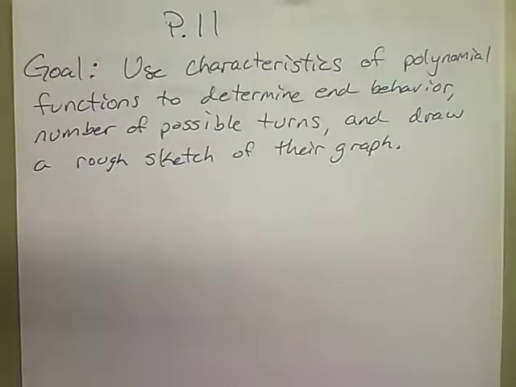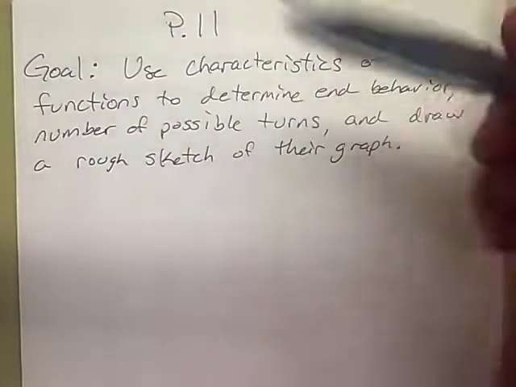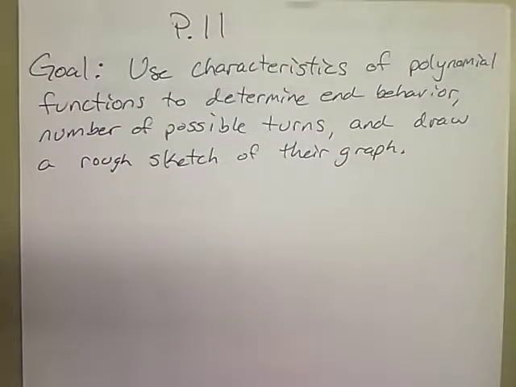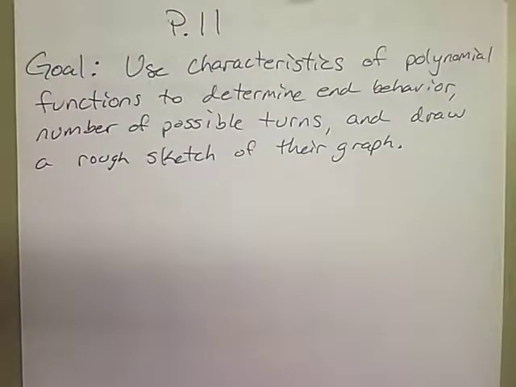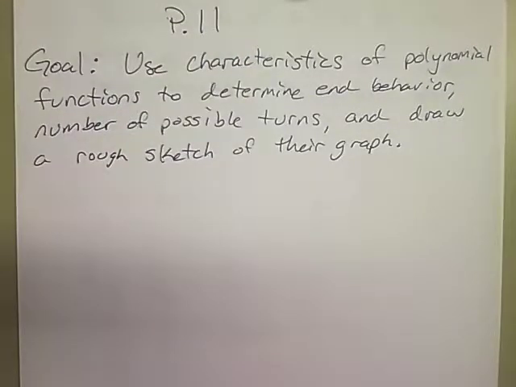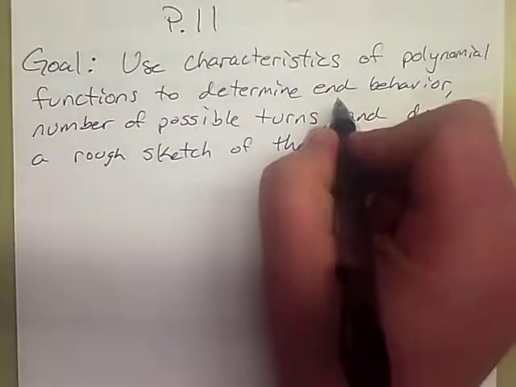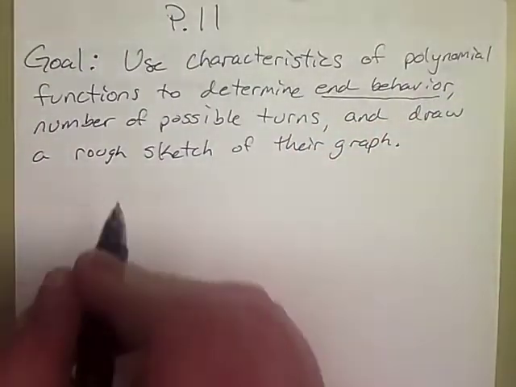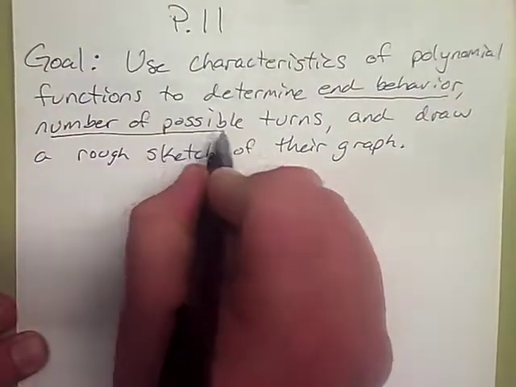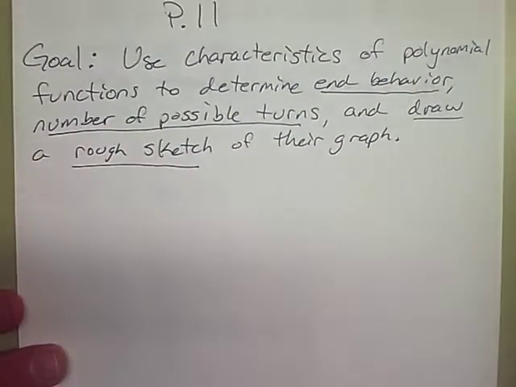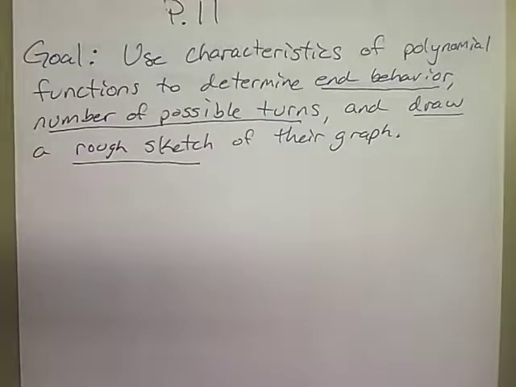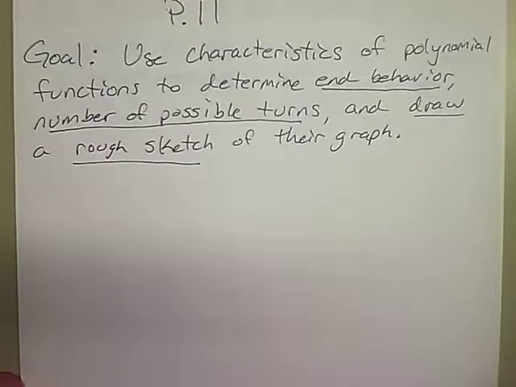Alright, so we're looking at the P11 video. This is the beginning of polynomial graphing. So we're going to try and graph polynomial functions. And ultimately our goal for this video, we're going to use characteristics of polynomial functions to determine end behavior, number of possible turns, and then we're going to draw a really rough sketch of a graph. So there's three big goals that we have here, and we're going to be using characteristics of polynomials in order to do those things.